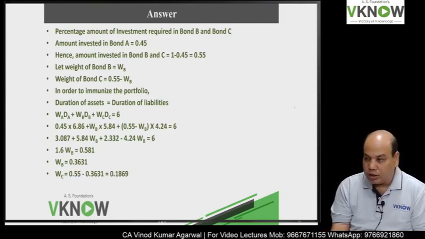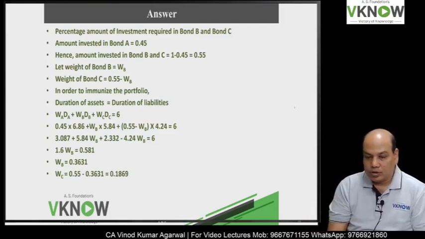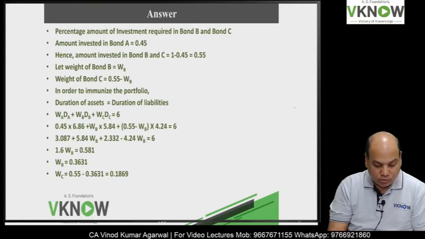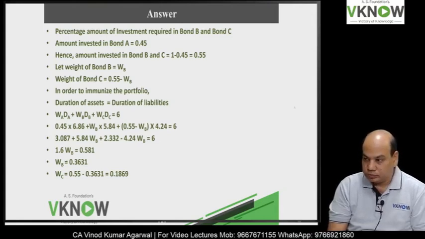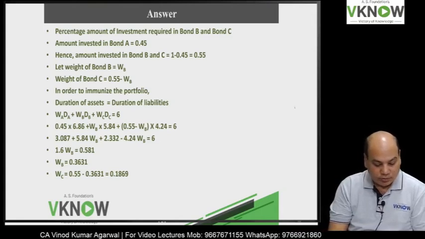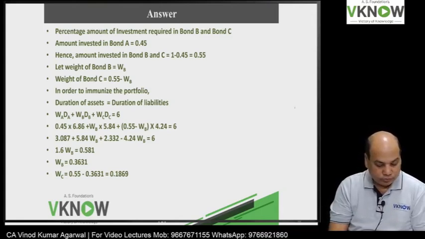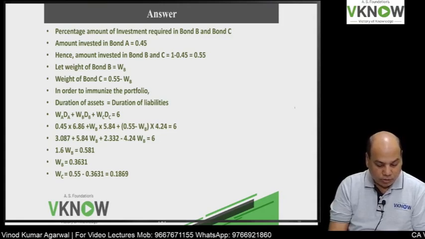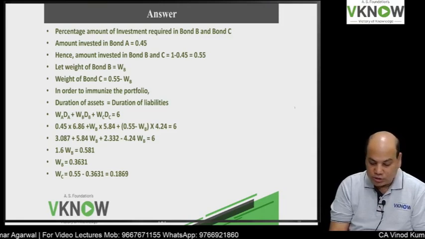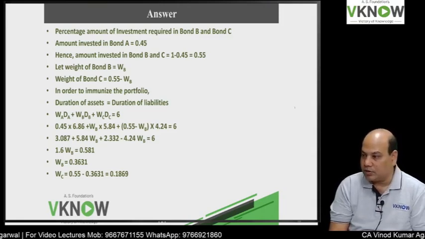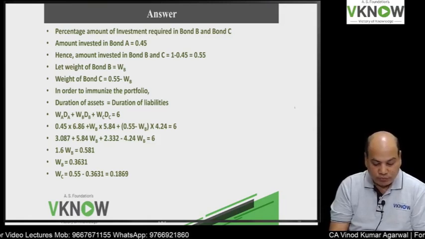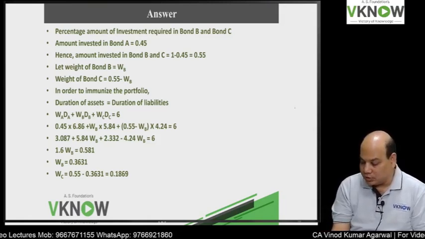And then you will calculate WC. WC is equal to 0.55 minus 0.3631. So Prachi Kothari is also right, 0.36. WC, Rishabh is right, 0.1869, or you can write 0.19. 2 digits are also okay. Kothari is also right.